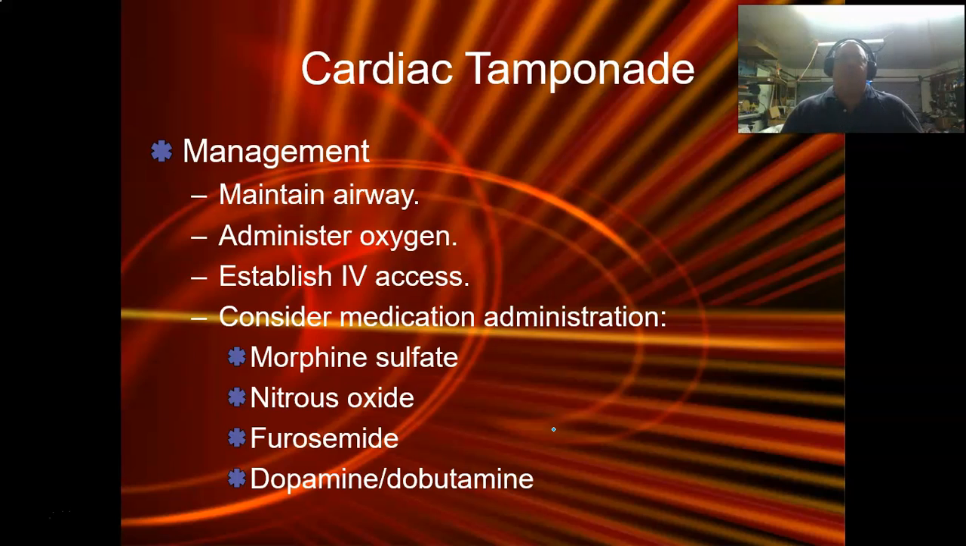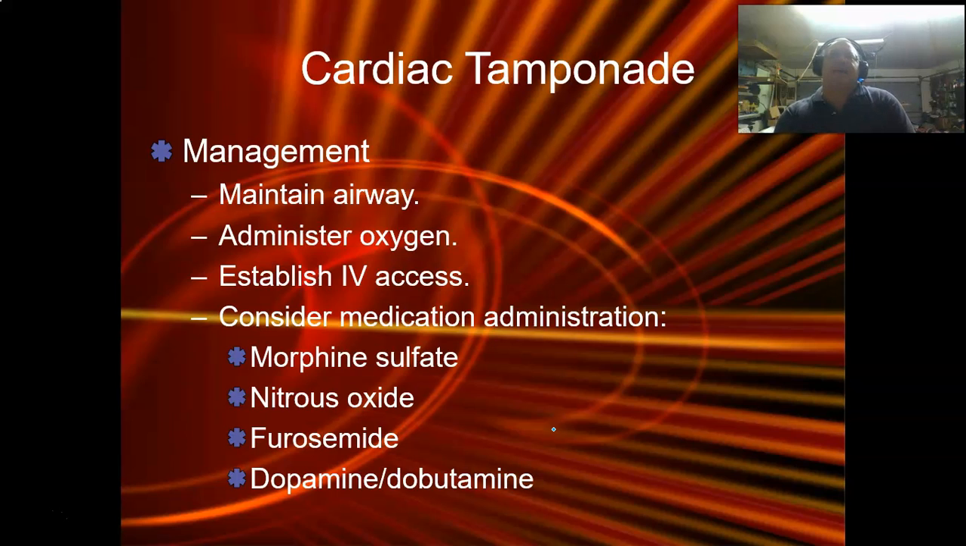So how do we manage cardiac tamponade? The definitive treatment is to drain off that fluid, okay? However, unfortunately, we don't usually have that choice in the pre-hospital setting. Get them to somebody that can, all right? So administer oxygen, IV access, I would probably limit my fluids on these folks. Again, you can try to give them more. Dopamine or dobutamine is going to help the squeeze.